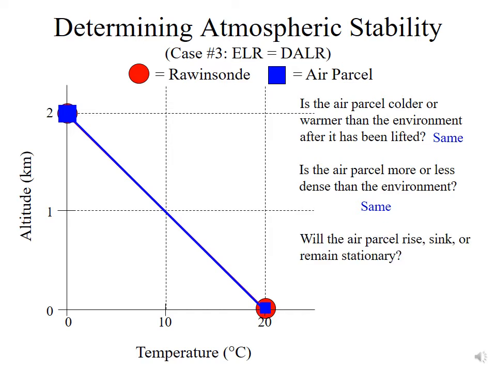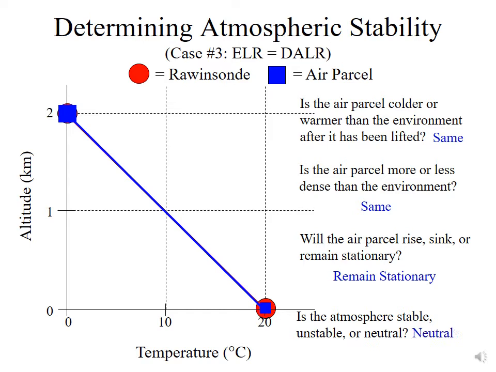Will the air parcel rise, sink, or remain stationary? Well, because the density of the air parcel is the same as the environment, there's no buoyancy acceleration, so it will remain stationary. And so is this an example of the atmosphere that's stable, unstable, or neutral? Well, you lifted the air parcel. When you removed the forcing, brought it to a standstill, essentially it is remaining where it's at. That, by definition, is going to be neutral.